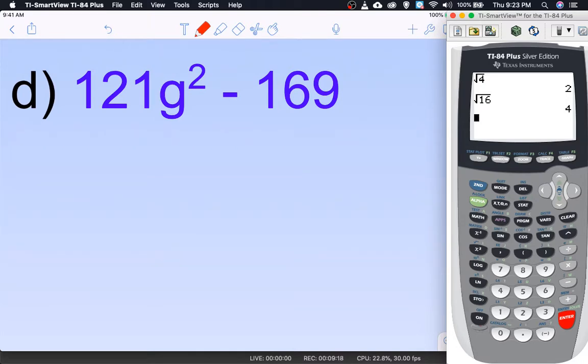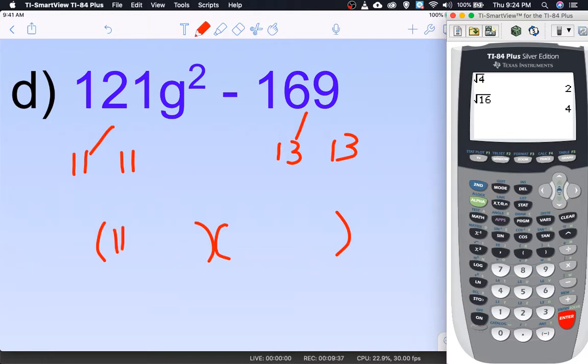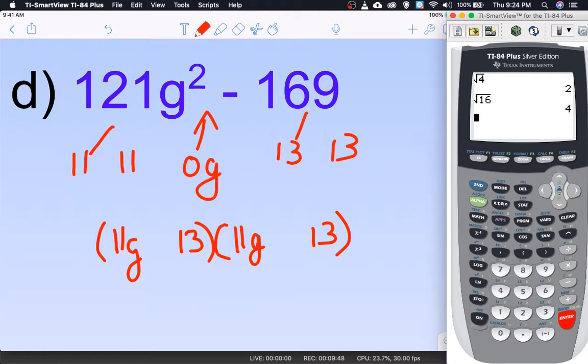Both of those numbers are perfect squares. That is 11 times 11, and that is 13 times 13. So when I am doing this, I can see the writing's being a little slow on the recording. I'm going to use 11g and another 11g and a 13 and a 13. There are 0 g's in the middle. So that tells me that one of these is going to be a positive and one's going to be a negative. And that's what's going to make my middle term cancel out.